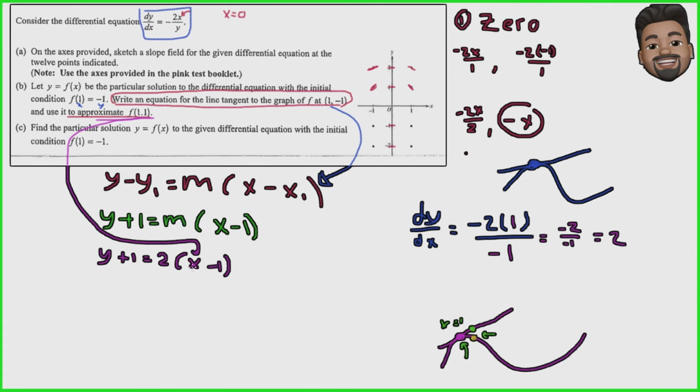So let's plug the 1.1 into here. 1.1 minus 1 is 0.1, so we're going to get y plus 1 is equal to 2, and then we get 0.1.